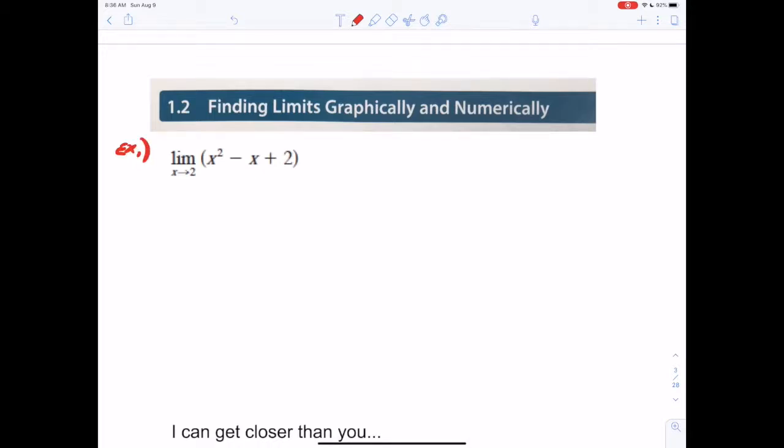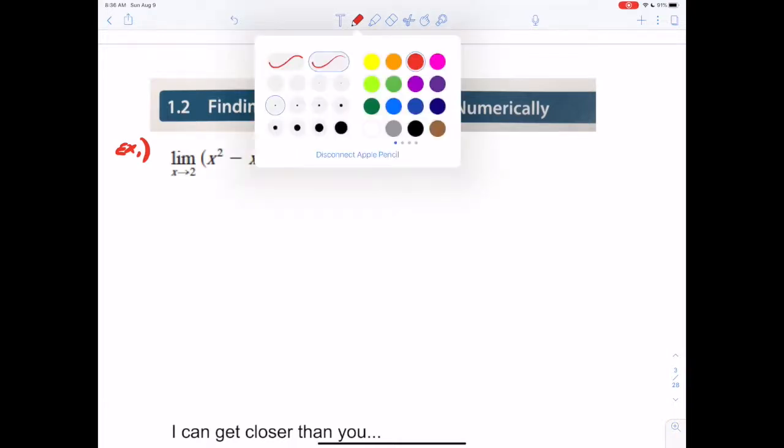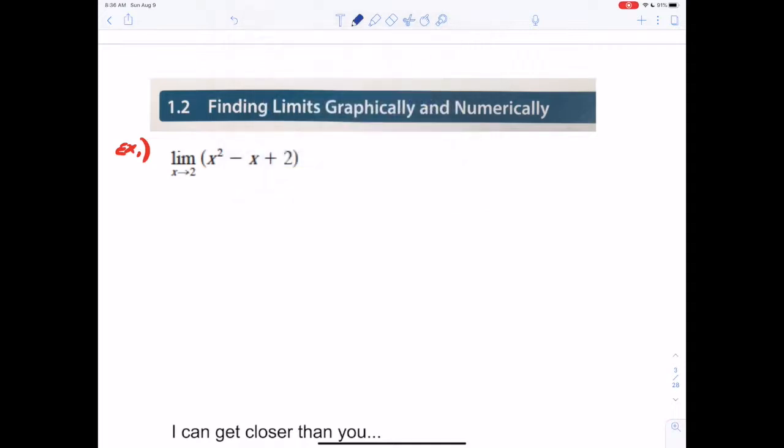This is typically how you would see a limit problem. Here they have the limit. So again, the way you would say it is the limit of x squared minus x plus 2 as x approaches 2. Okay? So remember, we're trying to find the y value as x gets arbitrarily close to a on either side of a, but not exactly a.